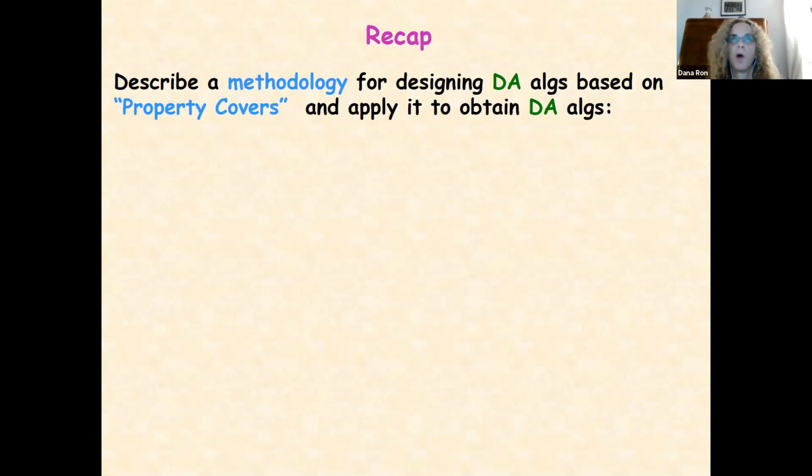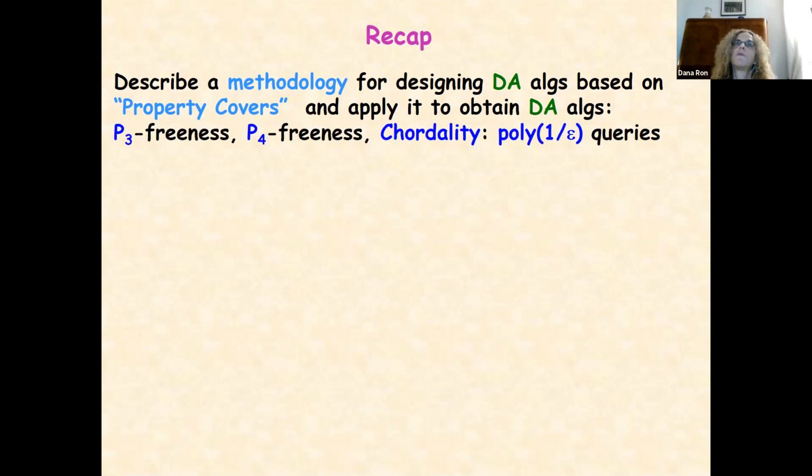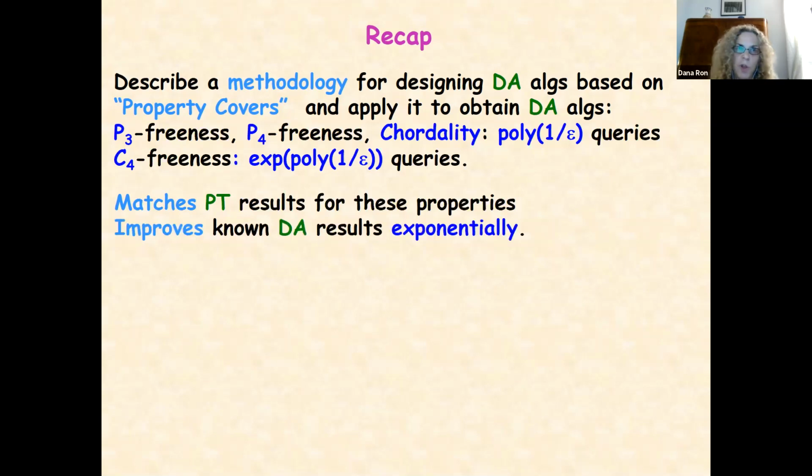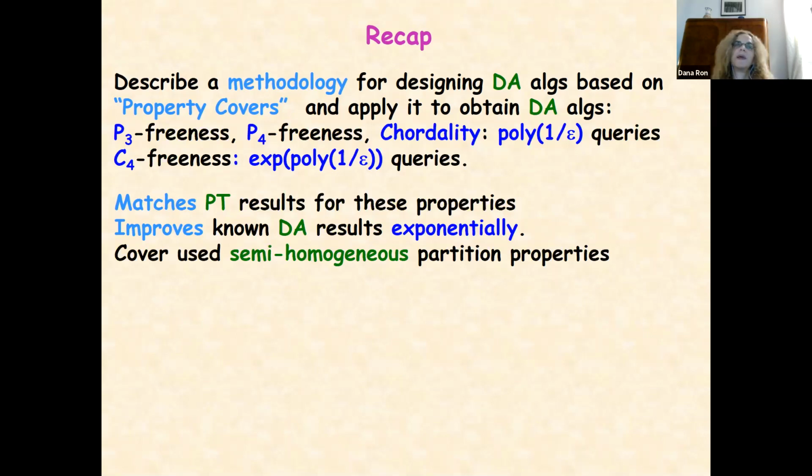So again, we describe a methodology for designing distance approximation algorithms. It's based on what we call property covers. And we apply it to get, for P3, P4, and chordality, poly 1 over epsilon, for C4 exponential. It matches the property testing results for these properties. So it's the same complexity. And it improves on distance approximation exponentially. And it uses something I didn't say in the beginning because I didn't define. It uses a particular family of properties that are partition properties. Some seemingly unrelated, but we find out that very related.